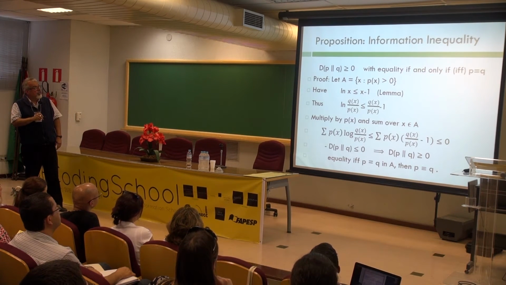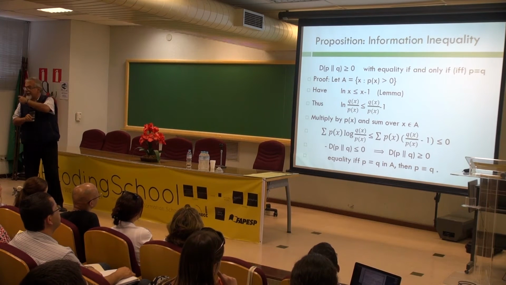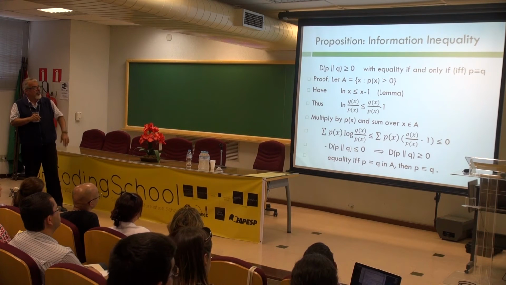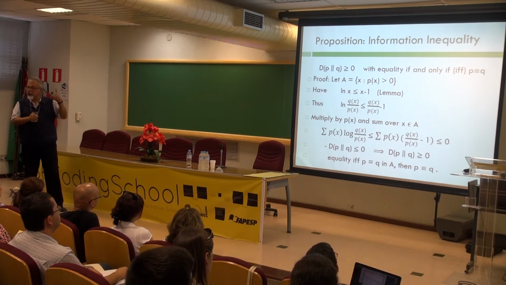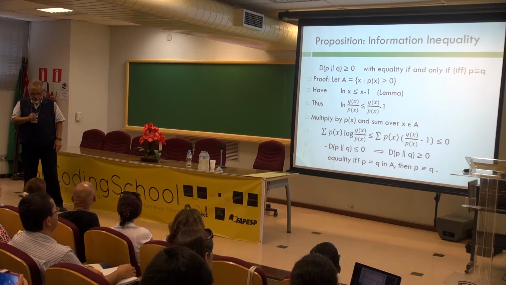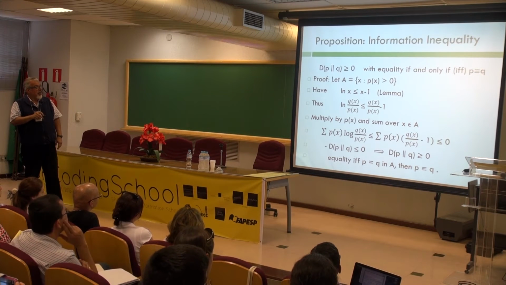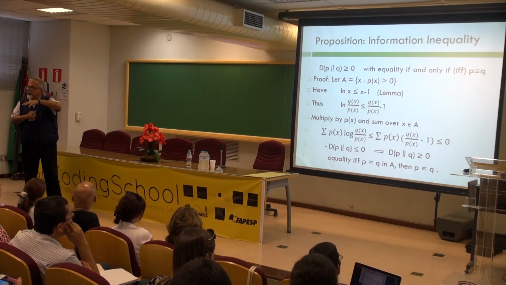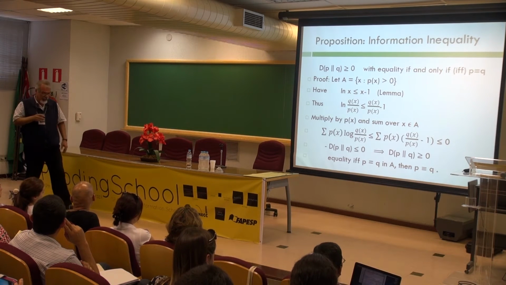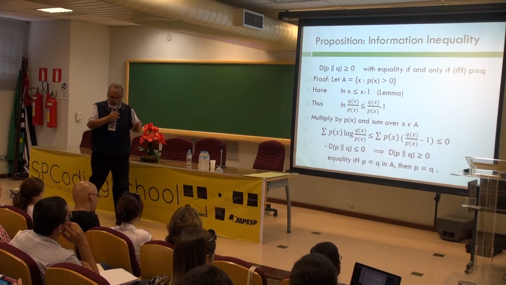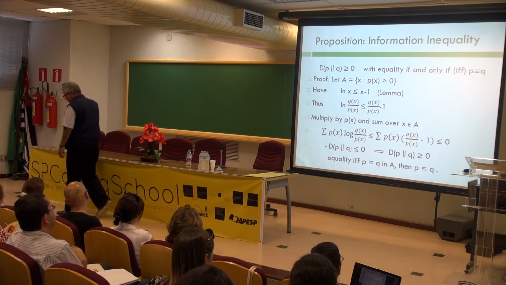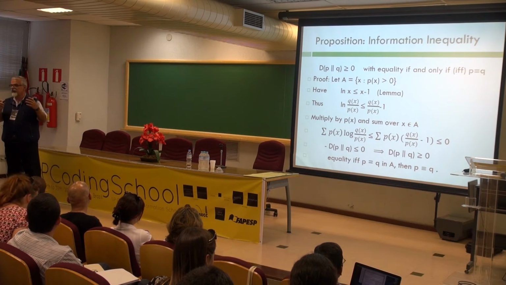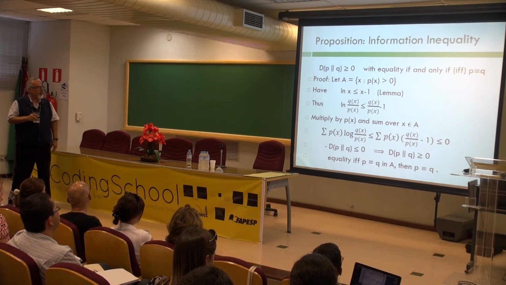And the proposition that we can derive from that lemma that we just saw is that D of P‖Q is always non-negative, with equality only if P is identical to Q. Okay? The proof of that is very simple. I will try not to include too many proofs because I don't want to bore you. I would prefer to highlight the applications and the way that these things can be used. But some of these proofs are so basic that it would be a pity not to go over them.